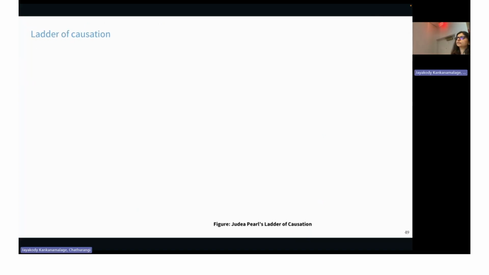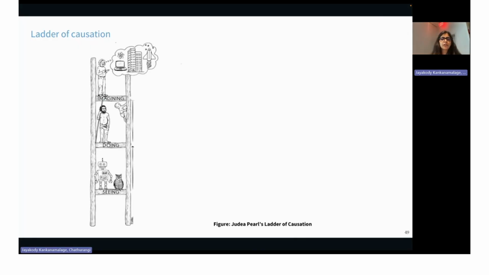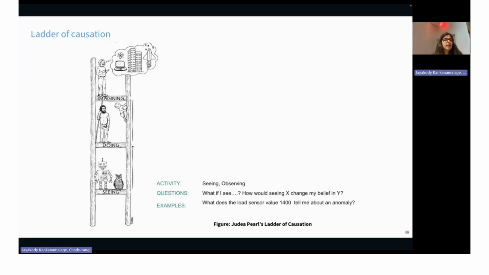So let me give you a quick primer about causality. Dr. Judea Pearl developed the ladder of causation, where there are 3 rungs: seeing, doing, and imagining. The bottommost rung, which is the seeing part, is what we typically do in our current machine learning models or AI systems, where we observe and ask, what if I see this, what would have happened?